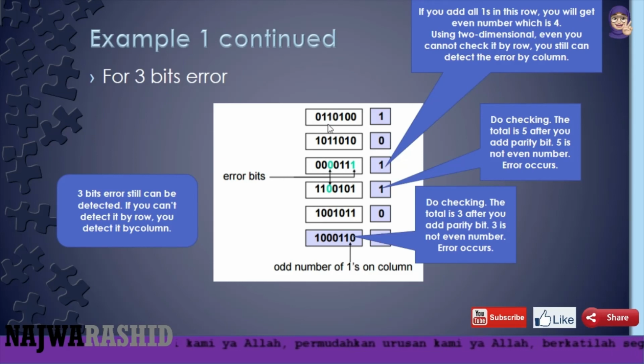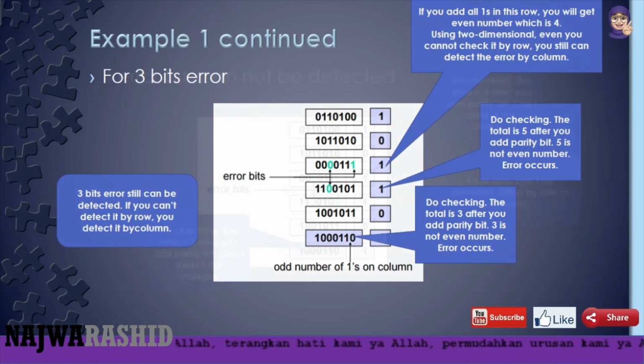Okay, how about this one? 1 plus 1 plus 0 plus 0, 2. Okay, this one is okay. How about this one? 1 plus 1, 2, 2 plus 1, 3, 3 plus 1, 4. 4 plus 1 equal to 5. 5 is an odd number. So we can detect there is an error occurring at this value and this value. So 3-bit errors can still be detected if we use this two-dimensional parity check. If you can't detect it by row, you can detect it using the column.